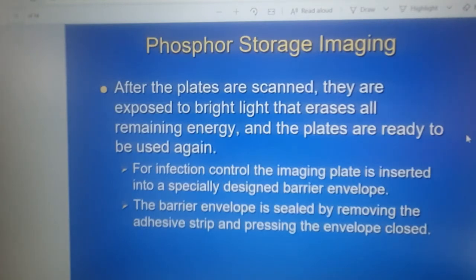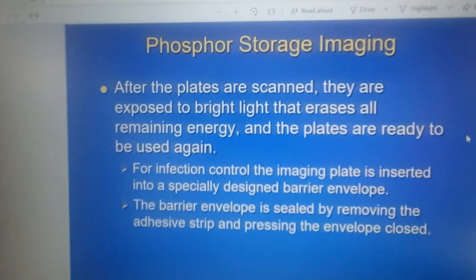Right? So the image plates are then placed on a high-speed laser scanner that then releases the energy stored on the plates, converting the information into a digital image. Okay, so this is similar to what your slide is essentially explaining, that the plates are scanned and then they are exposed to a bright light thereafter that erases all the remaining energy, and then the plates will be ready to be used again.